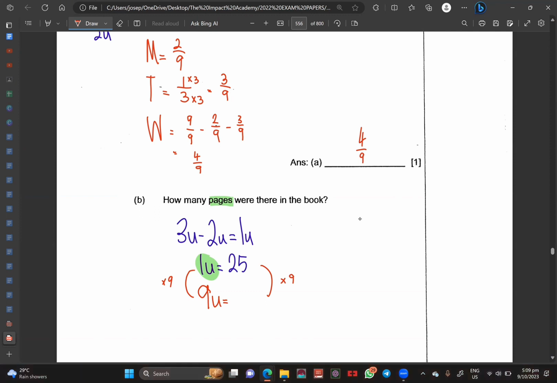So when I do 25 times 9, I will get 225. Agree so far? I can do the multiplication to show you. 9 times 2 is 18. 18 plus 4, that is 225. Am I making sense here? And therefore, your answer for this question has to be 225.